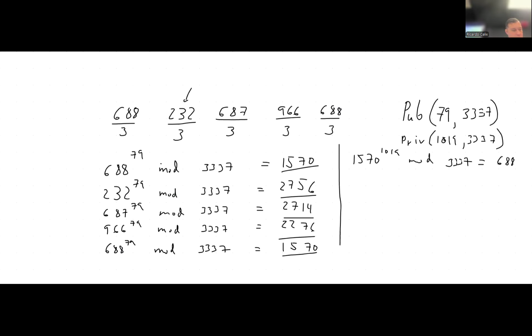So the last one would be this one, right? So 1570 to the 1019 mod 3337, and that should give you 688 again. Okay, so that's basically it.